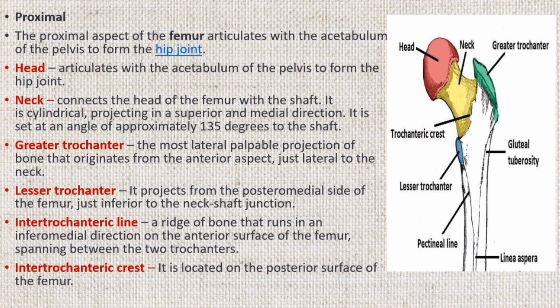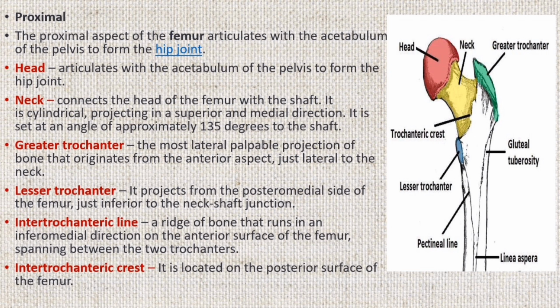Intertrochanteric line. A ridge of bone that runs in an inferomedial direction on the anterior surface of the femur, spanning between the two trochanters. After it passes the lesser trochanter on the posterior surface, it is known as the pectineal line. It is the site of attachment for the iliofemoral ligament, the strongest ligament of the hip joint. It also serves as the anterior attachment of the hip joint capsule.